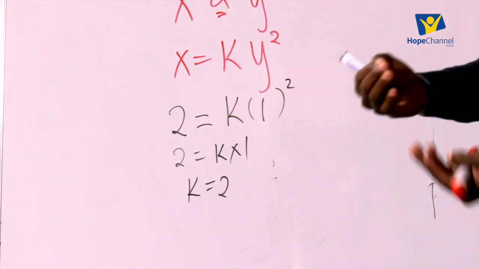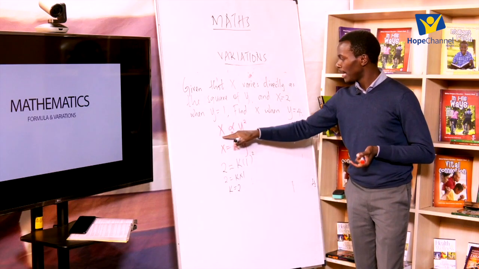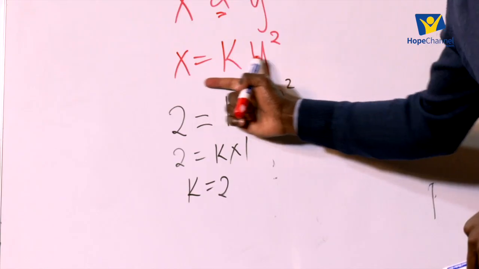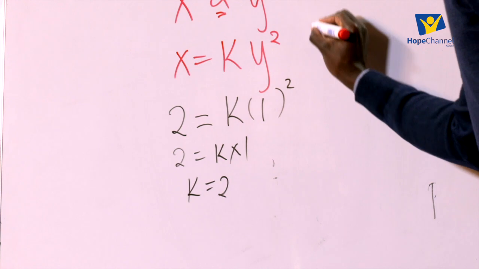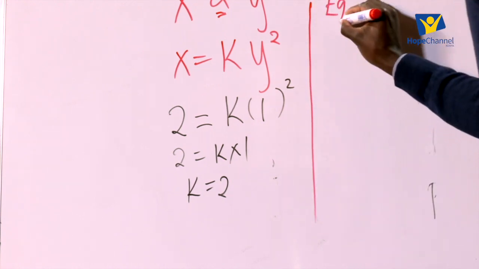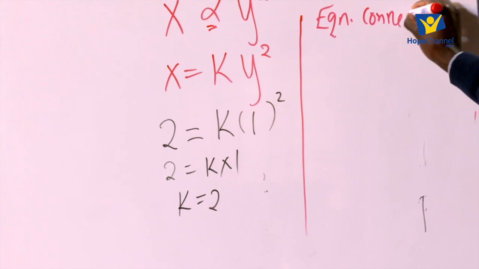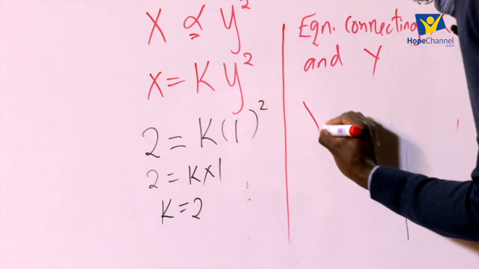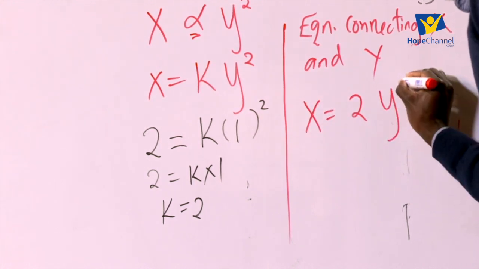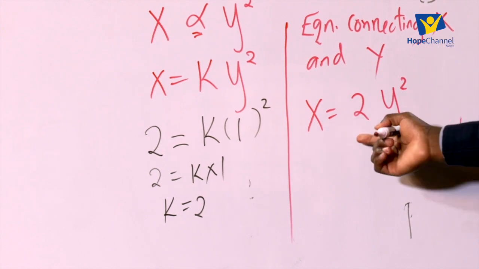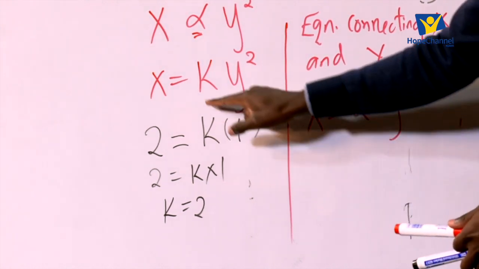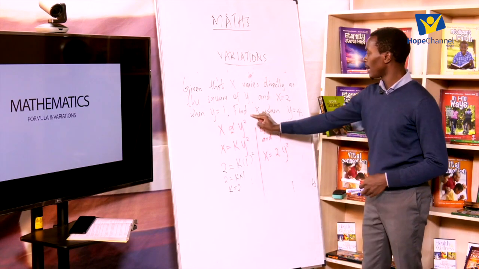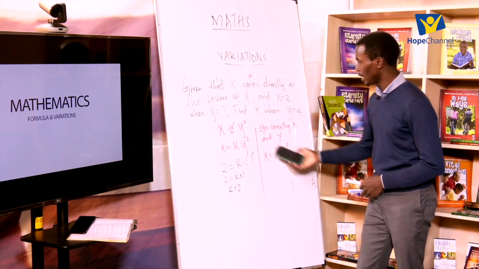If we were asked for the equation connecting x and y, you would substitute this value in the equation, so that the equation connecting x and y will be x is equal to 2y squared, because now we have found the value of k. So you substitute it directly. Now this equation will help us to find x when y is equal to 4. So we now answer the question.